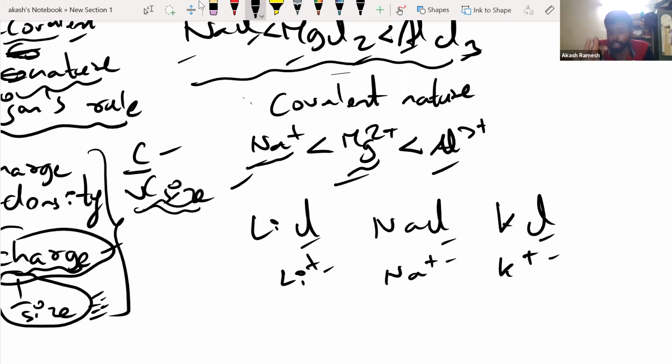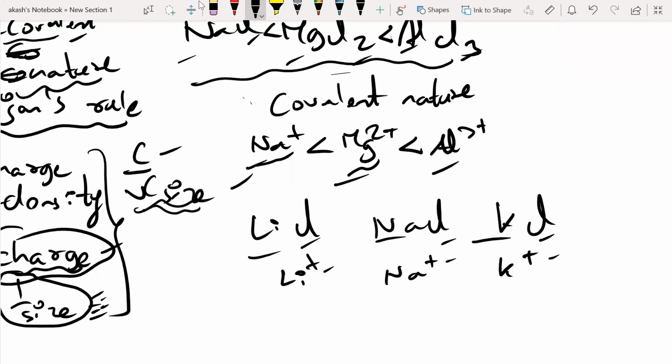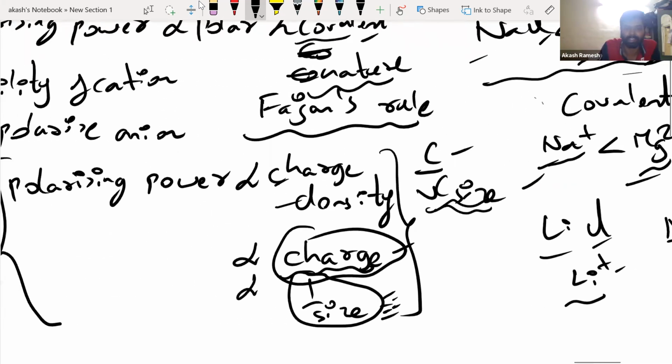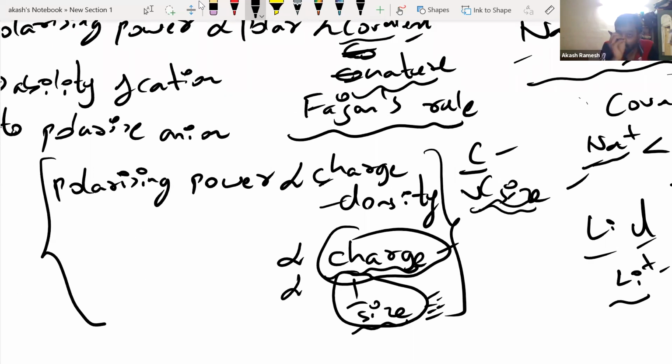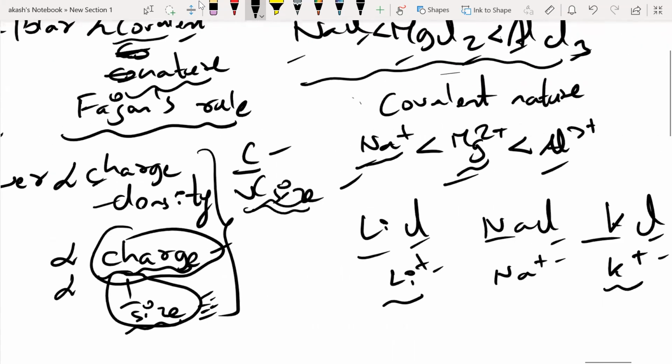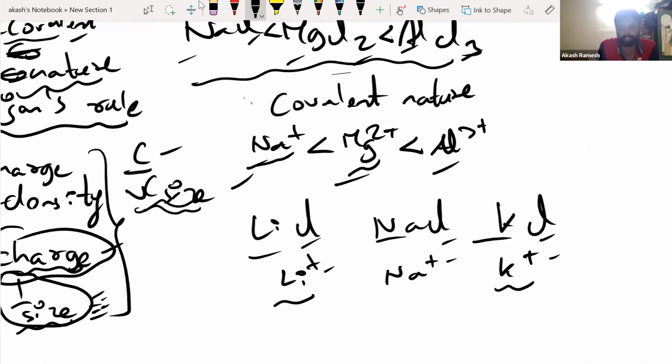Now think about this and tell me, which one will have maximum covalent character in these three? Li. Li, right? Because Li is the smallest. Sorry? Potassium? Now look at this. I told you polarizing power and size are inversely related. A smaller cation will have more polarizing power than a bigger cation. Exactly. So Li is the smallest, sodium is a little bigger, K+ is the biggest. So if I ask to arrange them in the order of covalent nature, since Li+ is the smallest, that will have the largest polarizing power, largest covalent character. So this is how it goes.